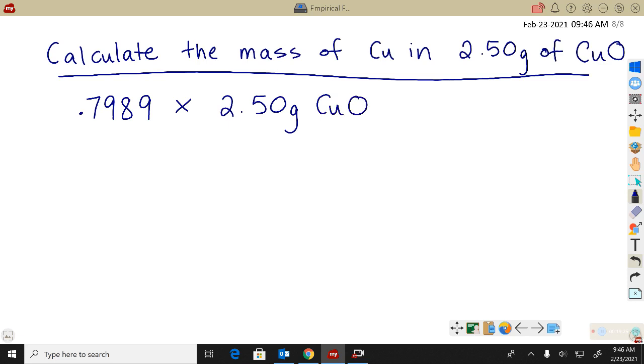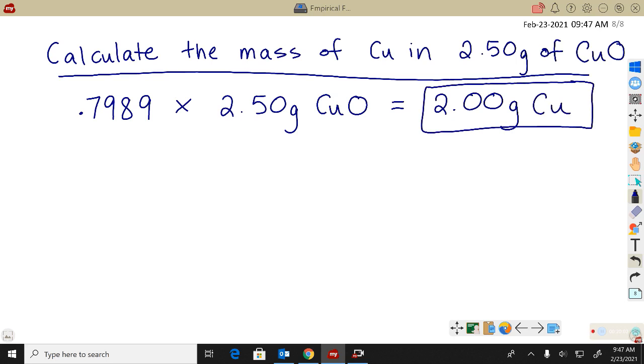So then it's kind of like saying about 79% of that 2.5 gram sample should have been copper. Let's see what we get. 0.7989 times 2.50. It's not bad. If we leave maybe 2 decimal places, because that's kind of like my other mass, it's right at 2. So it's 2 grams of copper that should have been in my original sample.